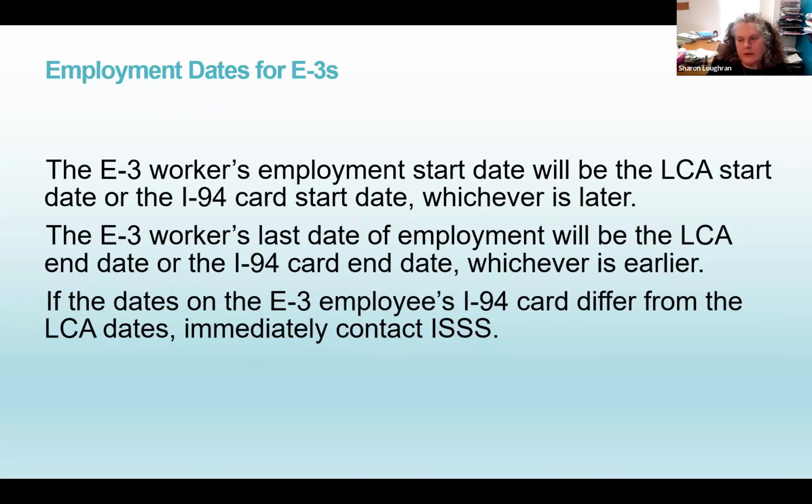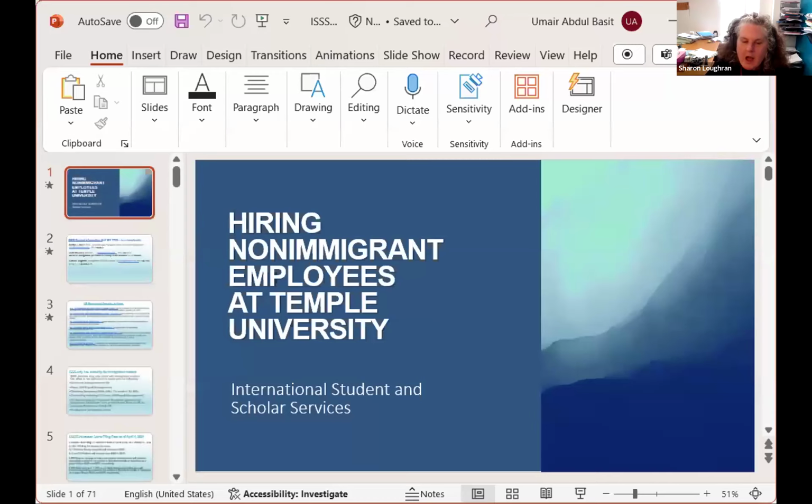So their start date will be the same day that's listed as the start date on the LCA. End date, same day listed on the LCA. Sometimes they get these I-94s from CBP, which are pretty crazy, and we don't know what's going on. But in general, that's what's supposed to happen. Next. That's it. That was pretty quick.